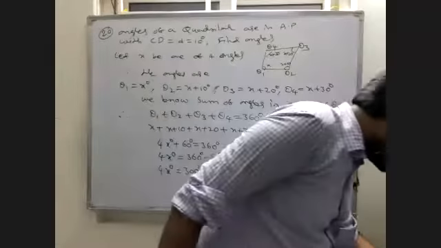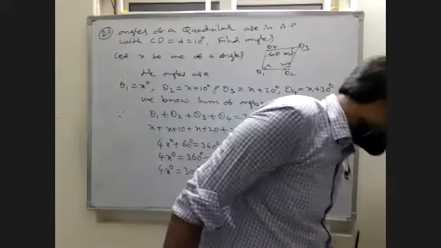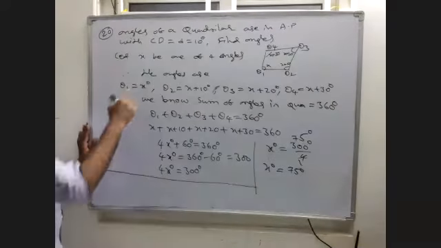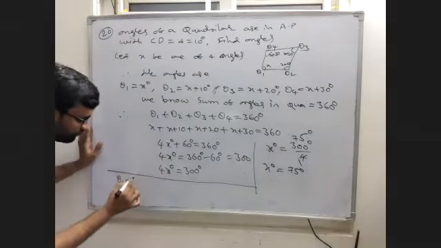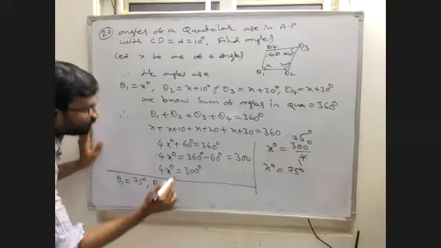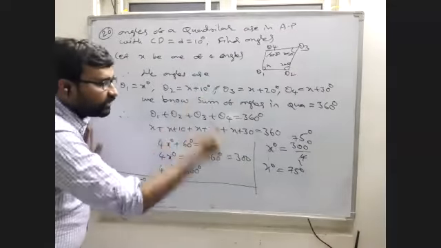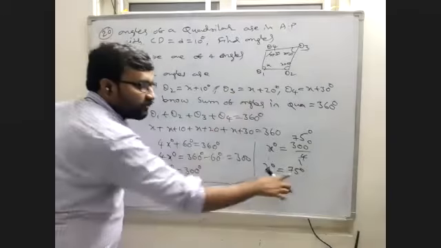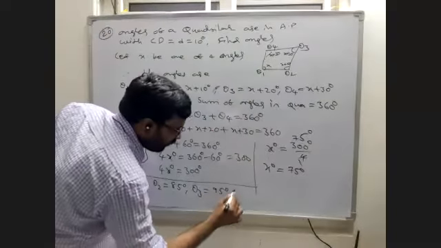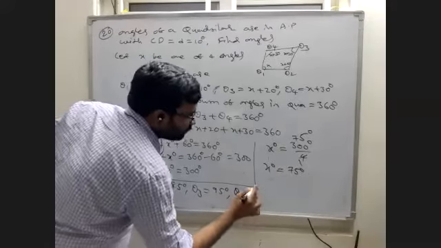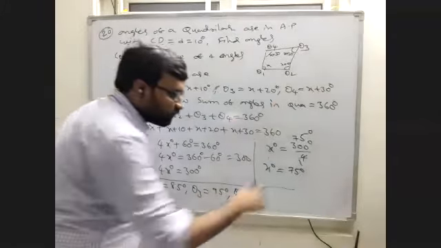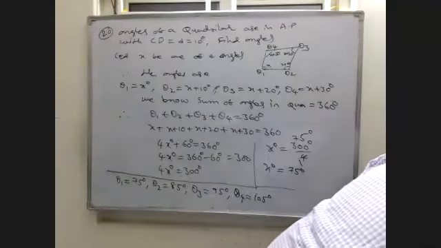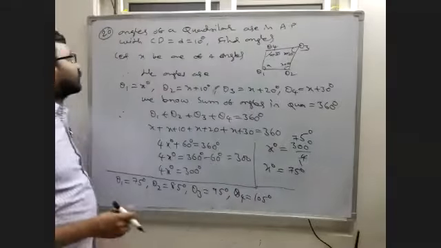He is asking, find the angles. He is asking find all angles. So I am writing here, first angle theta 1 is equal to x degrees, means 75 degrees. Theta 2 is equal to x plus 10 degrees, that is 75 plus 10, 85 degrees. Theta 3 is equal to x plus 20 degrees, 75 plus 20, 95 degrees. And theta 4 is equal to x plus 30 degrees, that is 75 plus 30, 105 degrees. So this is one question. This is question number 20.